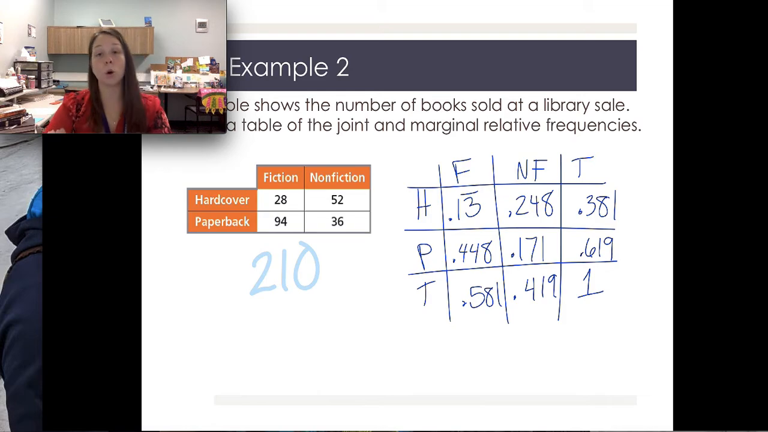And I add up my total rows and columns, and they both give me 1, so I know I'm good to go.